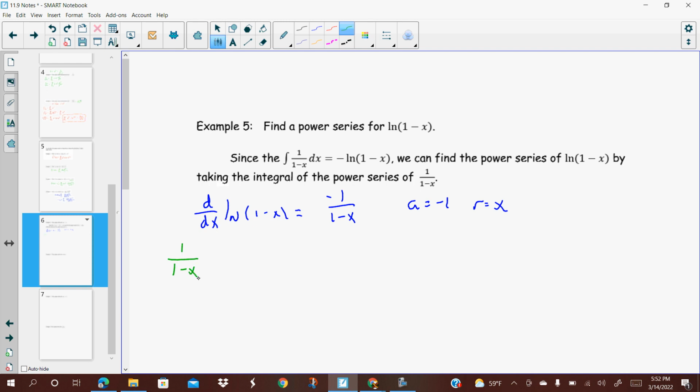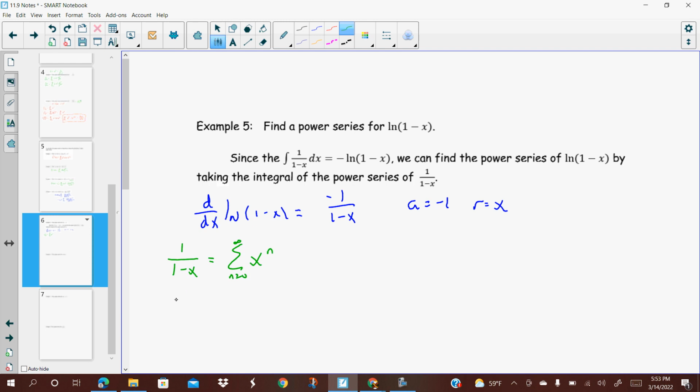Always start with the basic one. 1 over 1 minus x. That is the sum of x to the n as n goes from 0 to infinity. So now we're going to substitute x. Well, we don't have to substitute x in. It's kind of already there. But we are going to multiply the entire thing by negative 1.